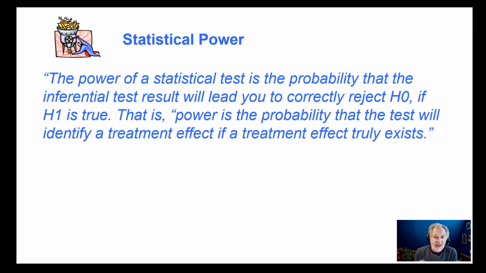And as he says, the power of a statistical test is the probability that the inferential test result will lead you to correctly reject H0 if H1 is true, right? So if H1 is true, you should reject the null hypothesis, the right thing to do. That's your power. That is, power is the probability that the test will identify a treatment effect if a treatment effect truly exists, right? That's kind of the whole reason why you're running your study.